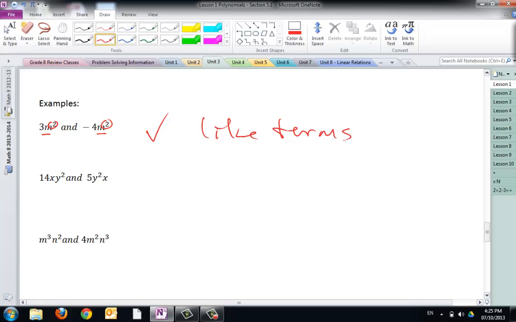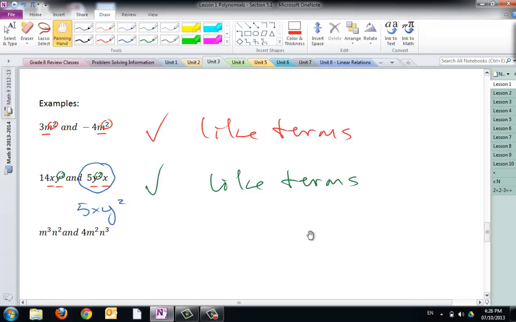Let's take a look at this next guy. We have xy squared, and in this case we have y squared x. They both have the same variable. Each variable is raised to the same exponent. You can see that the y has the squared and the x has an exponent of 1. So again, these would be like terms as well. Just as a little aside, this guy here is written incorrectly. We tend to write things in alphabetical order of the variables, so that should be correctly written as 5xy squared, and that would have made it easier to see that these were like terms.